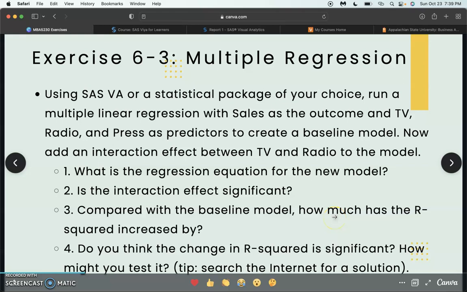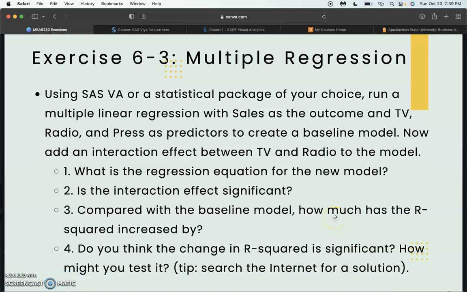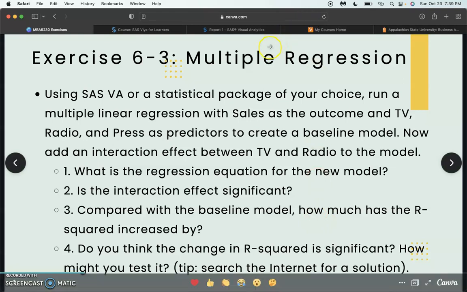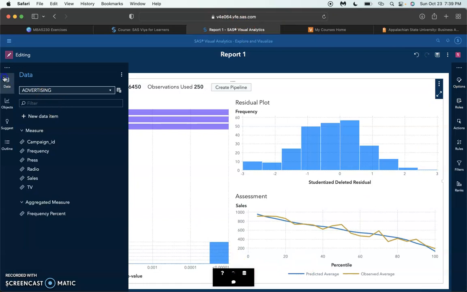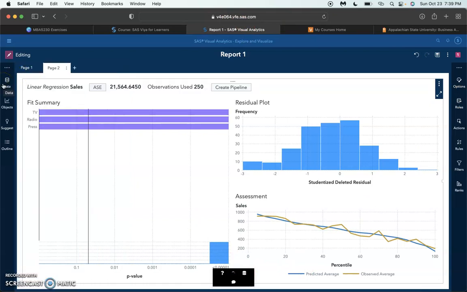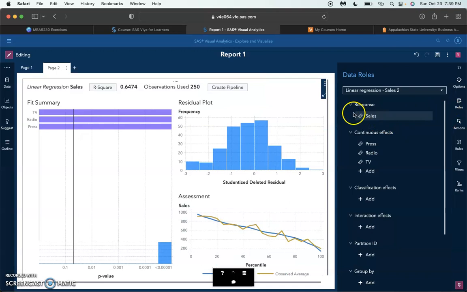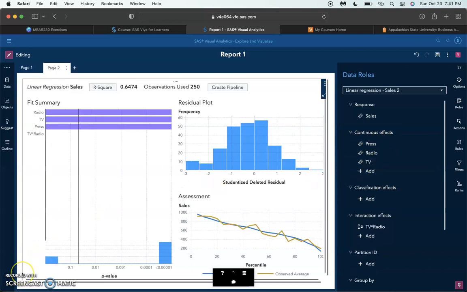For the third and final part of exercise 6, we're looking at multiple regression. So went into SAS-Viya again, using the same advertising data. This time, instead of looking at one, we're looking at 3 different things right here. So we're going to make sure this is looking at the R-square value. For the roles, the response is still sales, but the continuous effects, there are 3: press, radio, and TV. We were then asked to add an interaction effect between TV and radio.